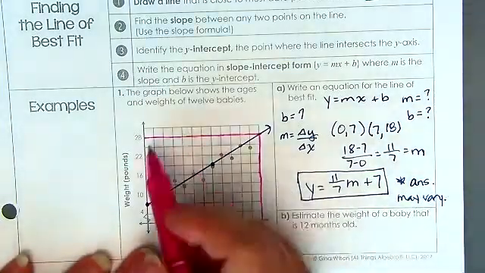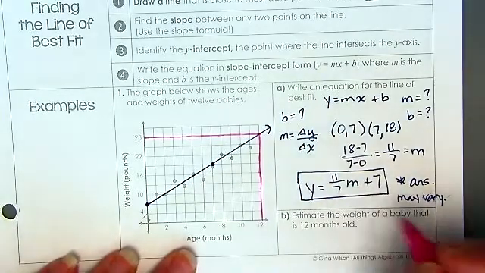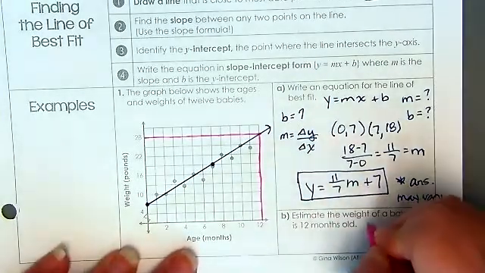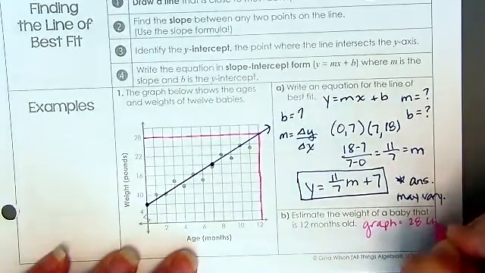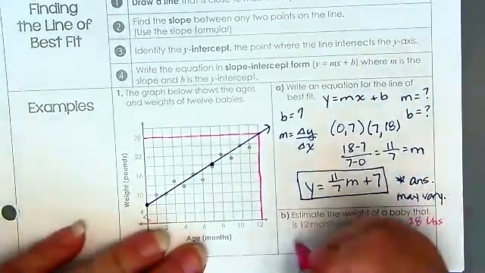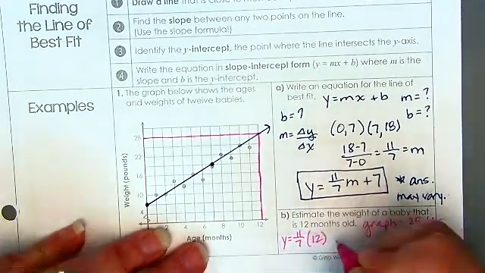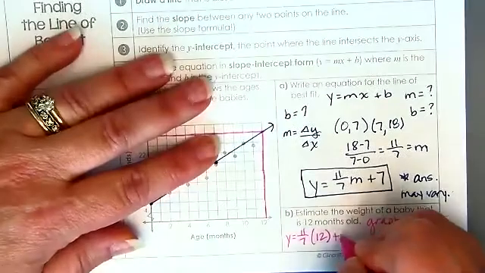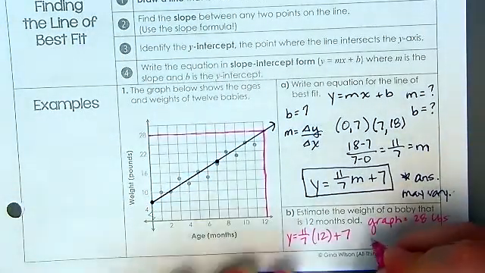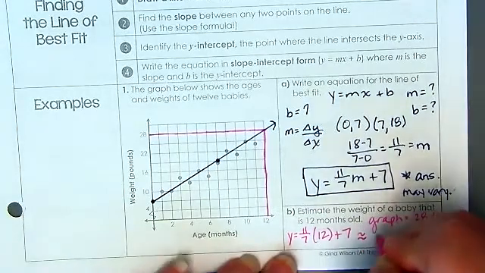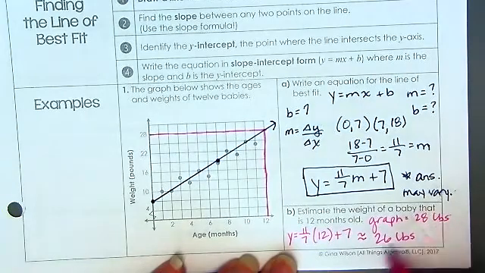Okay, so I can see that on the graph, and I can also use my equation. Okay, I can look at the graph. So according to the graph, I have 28 pounds. Using the equation, I have y equals 11 over 7 times 12 plus 7. And that would give me approximately 26 pounds. Notice they're really close to the same, correct?